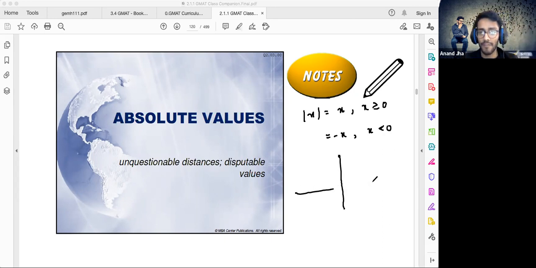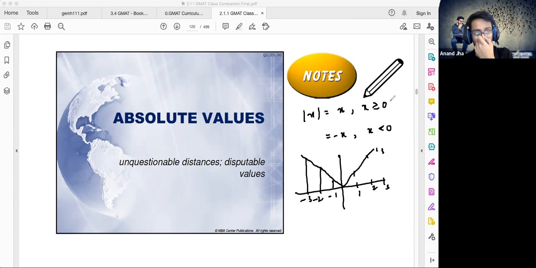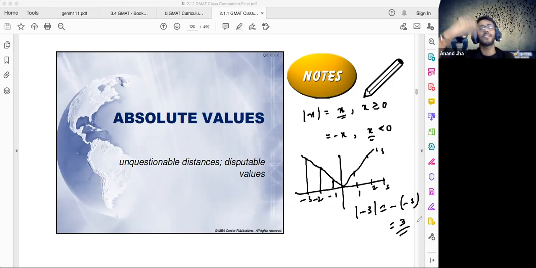For example, the graph looks like a V shape. Victory. Why? For 1, it's 1. For 2, it's 2. For 3, it's 3. For minus 1, again it's 1. For minus 2, again it's 2. Minus 3, again it's 3. That's why I say when x is greater than or equal to 0, it will be x. When x is less than 0, minus x. Why? Because mod of minus 3, we write, x is less than 0, minus x, which is 3. Because the end result is always positive.